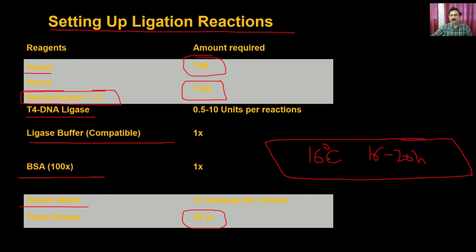Why are we doing it at low temperature? So that the hydrogen bonding between the nucleotides remains intact, and it facilitates the enzyme to catalyze the reactions.